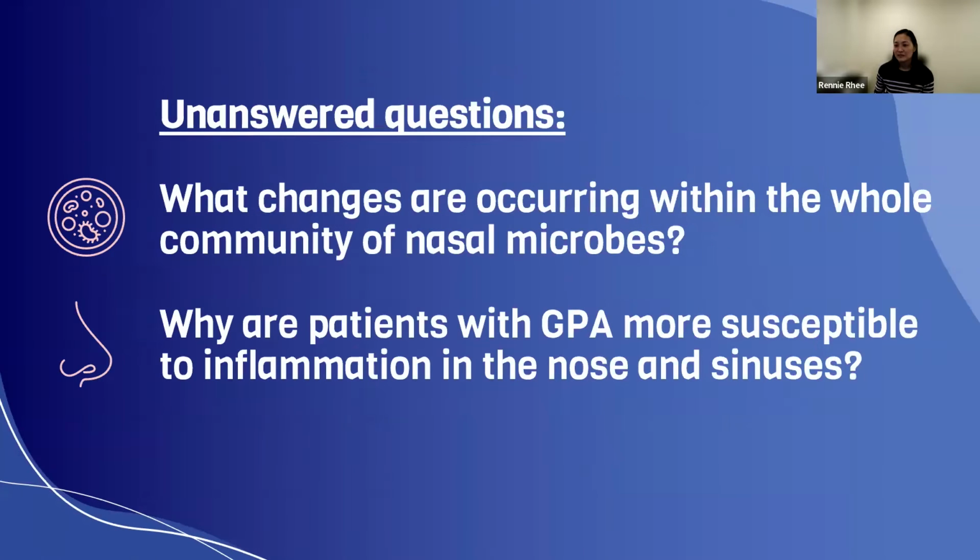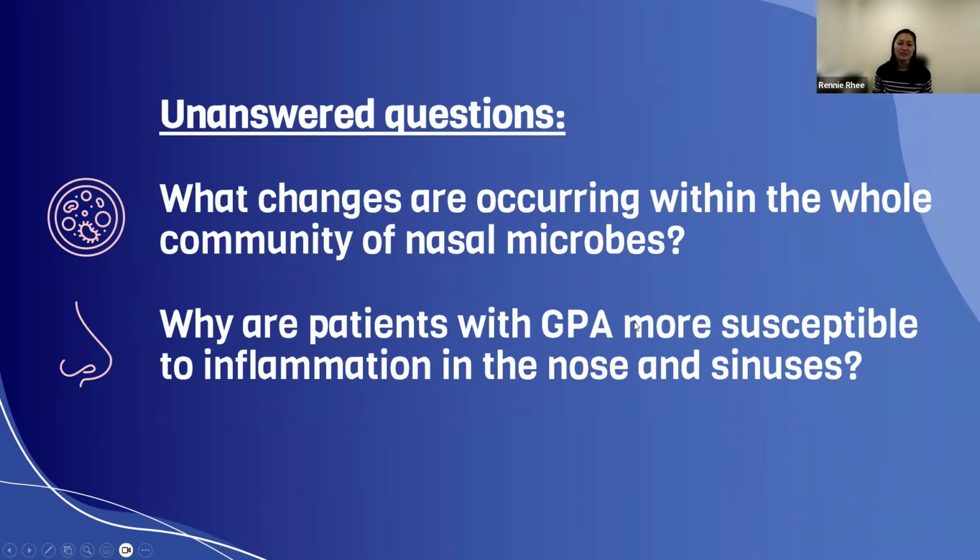So, in that context, I got very interested in studying the nasal microbiome and ANCA-associated vasculitis. There were still a lot of questions that were unanswered. We talked about the community. Beyond that one bacteria, what changes were occurring in the broad community of microbes? And why, in general, are patients with GPA so susceptible to inflammation in the nose and sinuses?